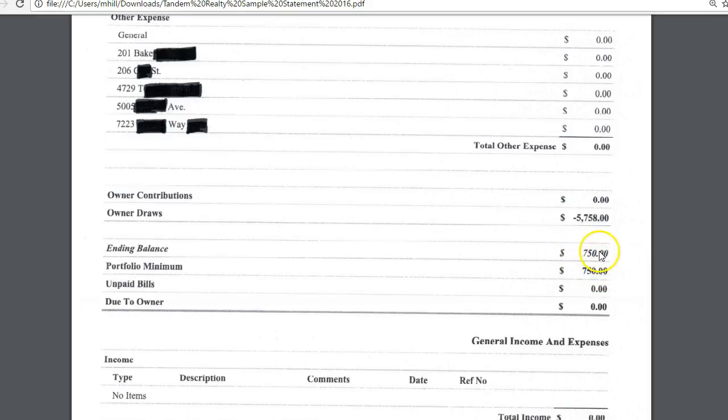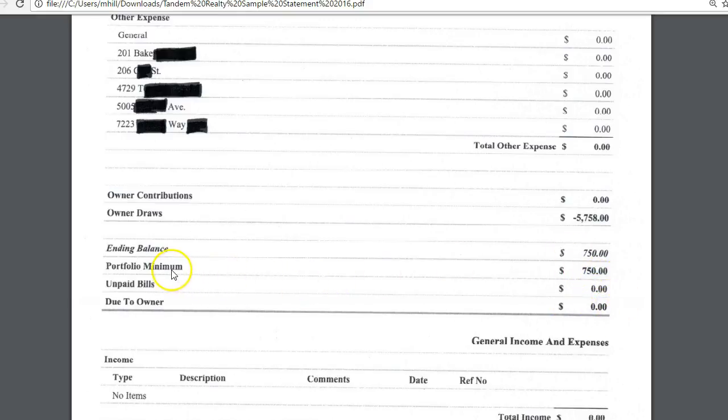So if the ending balance is less than the portfolio minimum, then you'll actually have a negative due to owner. So if this was an ending balance of $550, we have a portfolio minimum of $750, then we would have due to owner as negative $200. That means that we either are going to take $200 out of the next round of rents to get back up to the portfolio minimum, or we're going to ask the owner to give us $200 to bring it back up to the minimum. If there are unpaid bills, those will show up in here also, and that will also affect the due to owner.